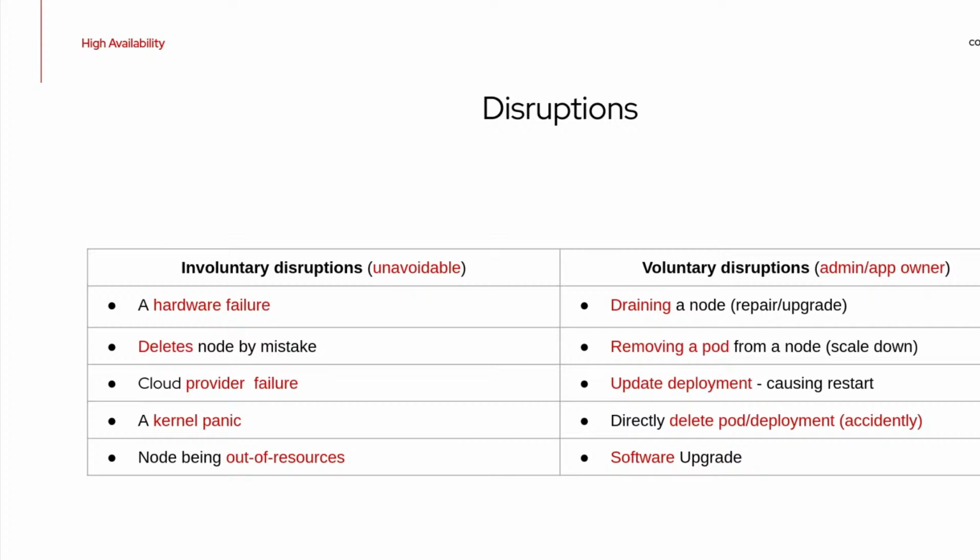Involuntary disruptions. Involuntary disruptions are unavoidable, such as hardware failure, cluster admin deleting the node mistakenly, kernel panic on the nodes, or nodes running out of resources, or even a cloud provider failure.